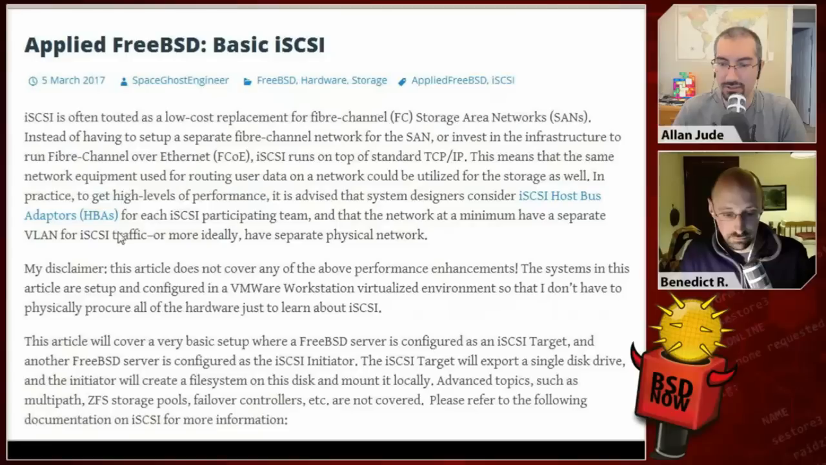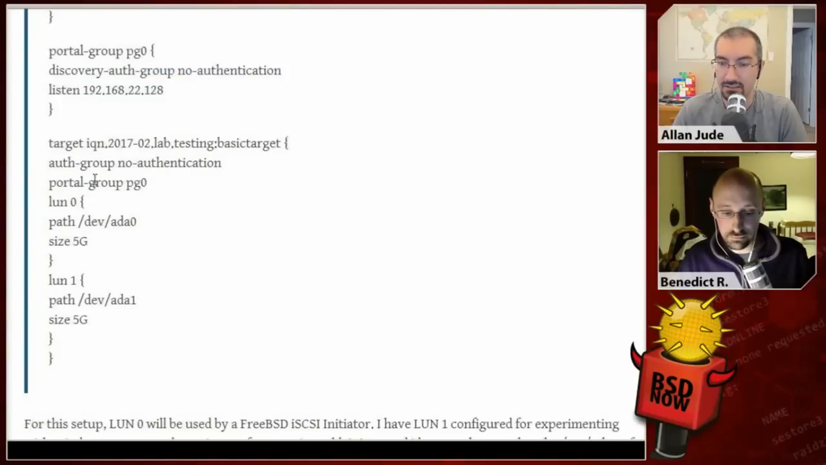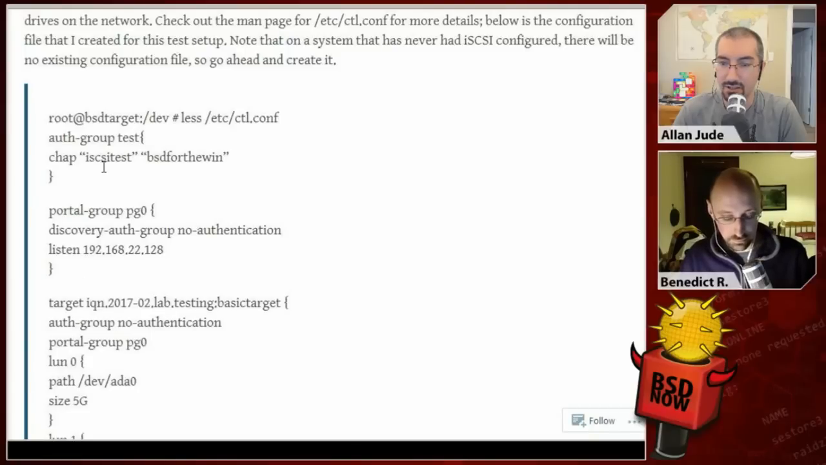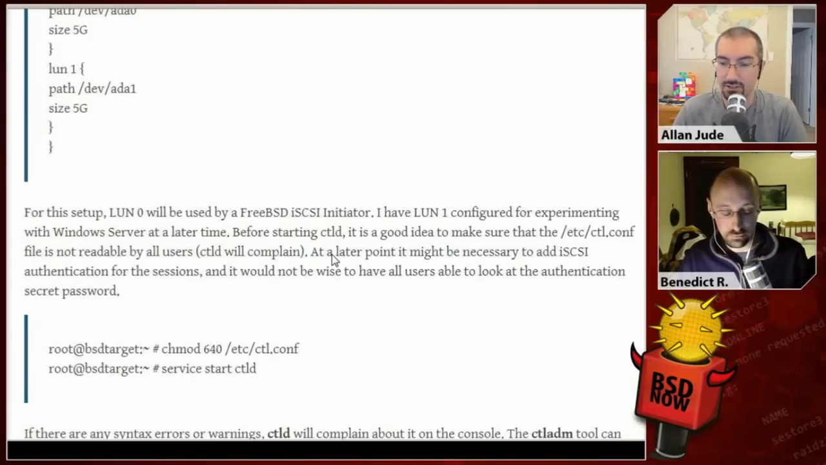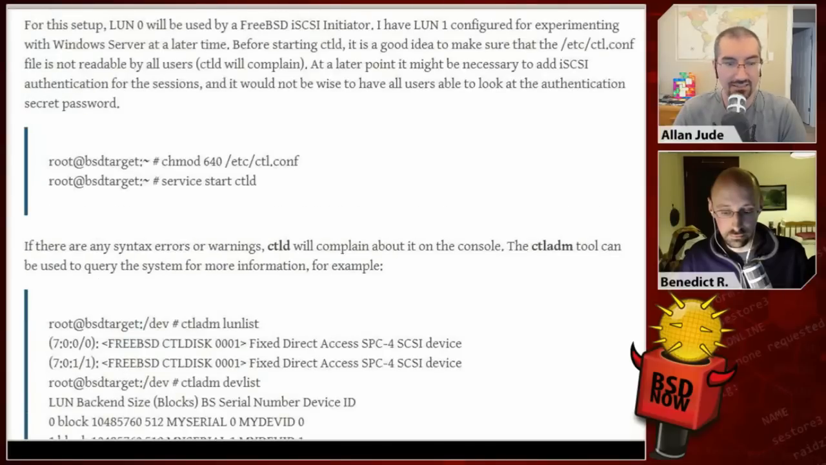The first one they expose is dev ADA0, and we'll do that with FreeBSD. And then they create a second LUN, ADA1, which will show how you connect to it from a Windows client. So once you've copy and pasted or modified or written your own version of this ctl.conf, you just need to run sysrc to enable ctld, and then service ctld start, and it'll be running, and your targets will be exposed. You can use the ctladm command and do lun list and see a list of the devices that are exposed, or dev list.